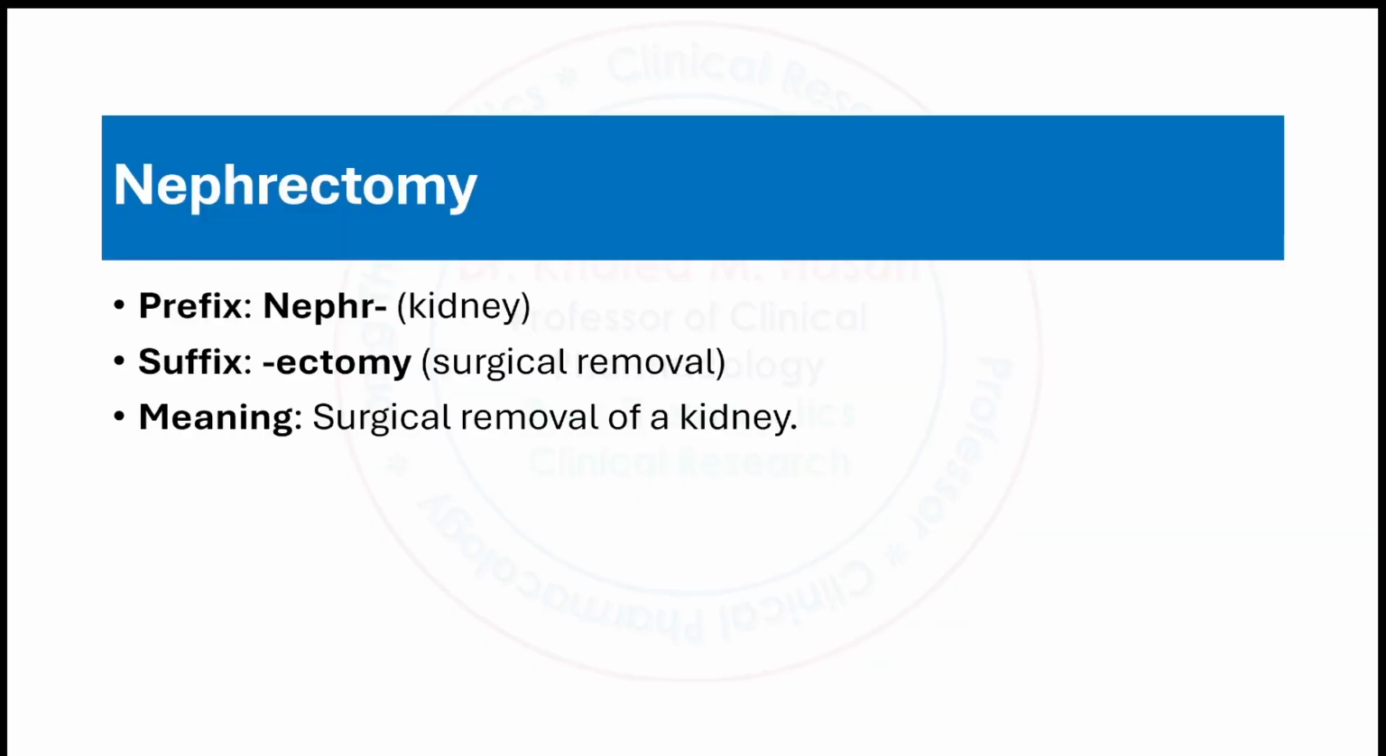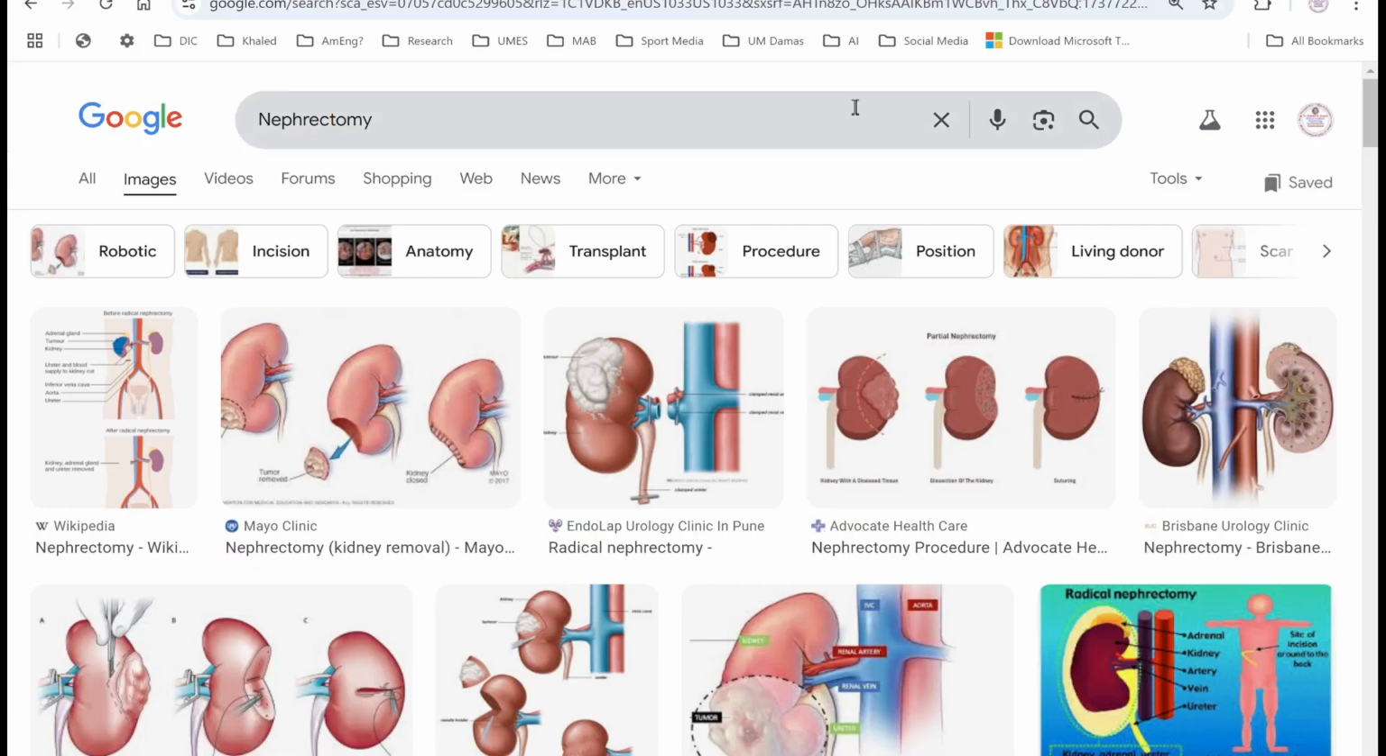Okay, another word related to medical terminology is nephrectomy. Nephr means kidney, ectomy means surgical removal, and the meaning is surgical removal of the kidney. Nephrectomy. And the pronunciation of nephrectomy: nephrectomy. Okay, let me share some images for nephrectomy.